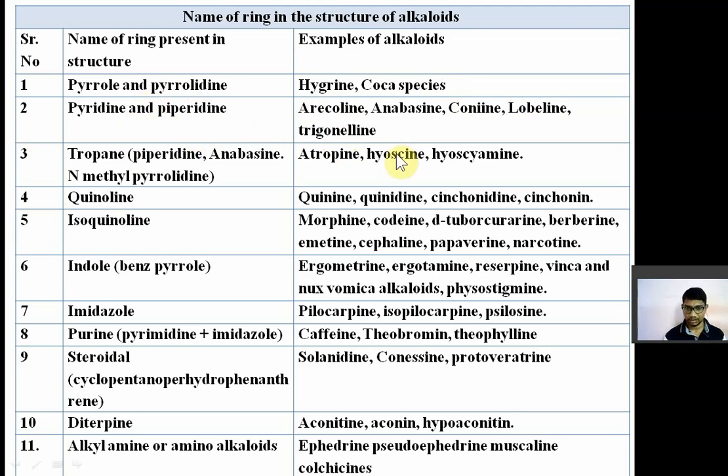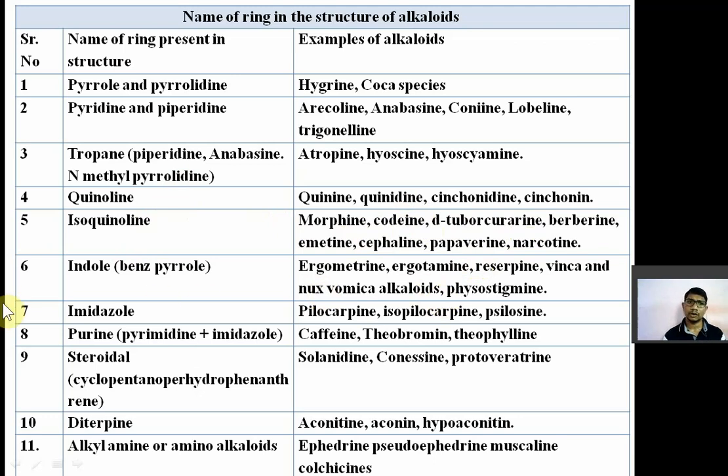Now atropine, hyoscine, hyoscyamine will have a tropane ring in their structure. The tropane ring itself is made up of N-methyl pyrrolidine. Then quinine, quinidine, cinchonine, cinchonidine will have a quinoline ring in the structure. Then morphine, codeine, d-tubocurarine, berberine, emetine, sanguinarine, papaverine, narcotine will have an isoquinoline ring. Out of that, morphine and codeine will have a phenanthrene ring.